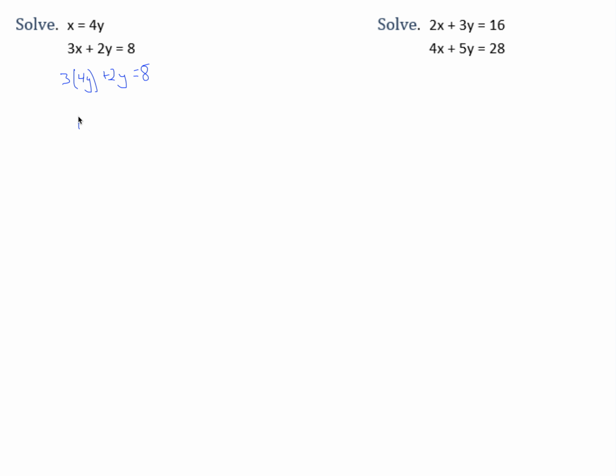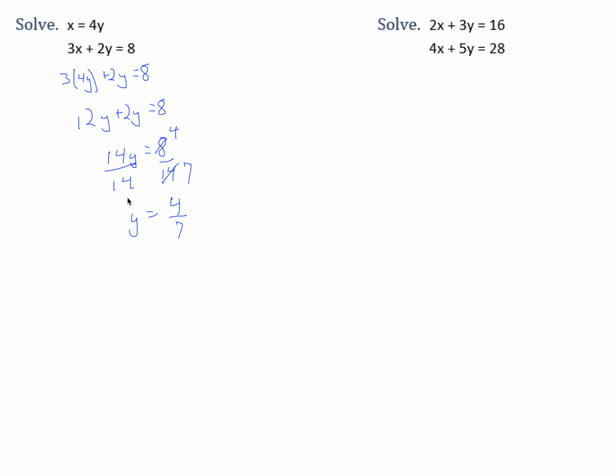And we have 12y plus 2y equals 8. 12y plus 2y is 14y equals 8. Divide both sides by 14. y equals, reduced by 2, y is 4/7.